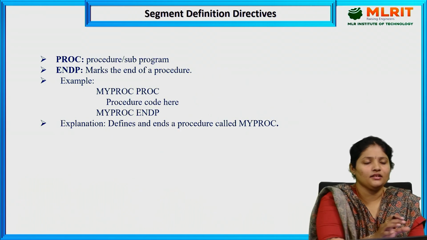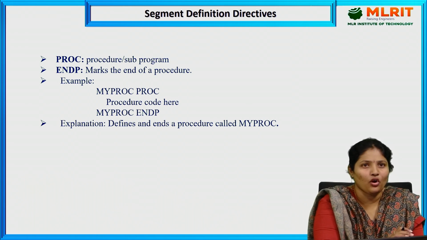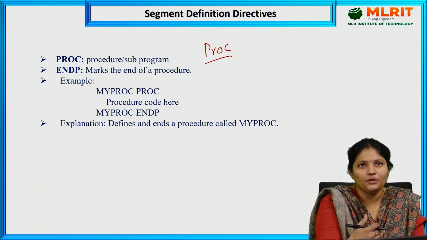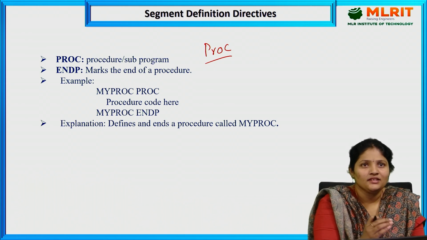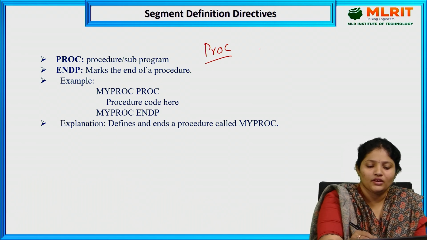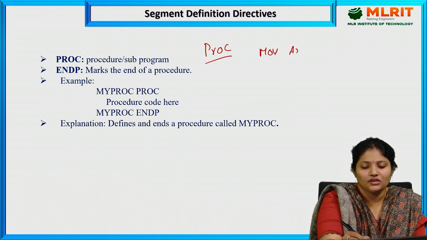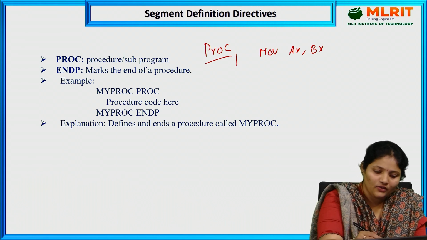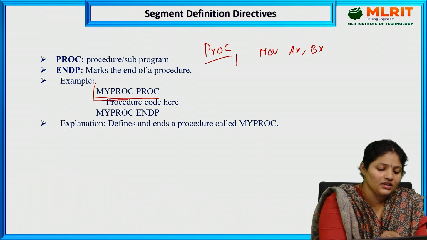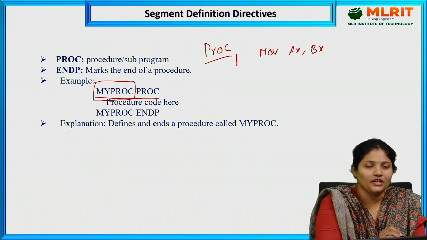Coming to another segment directive, which is PROC. PROC means a procedure or subprogram which will be used by the main program. A set of instructions is said to be in the PROC procedure. So if I want to write some instructions in this procedure, for example move ax comma bx, I was mentioning one procedure name. Here let us take this example. Here the procedure label, the name of that procedure, is myproc. So this is the procedure.